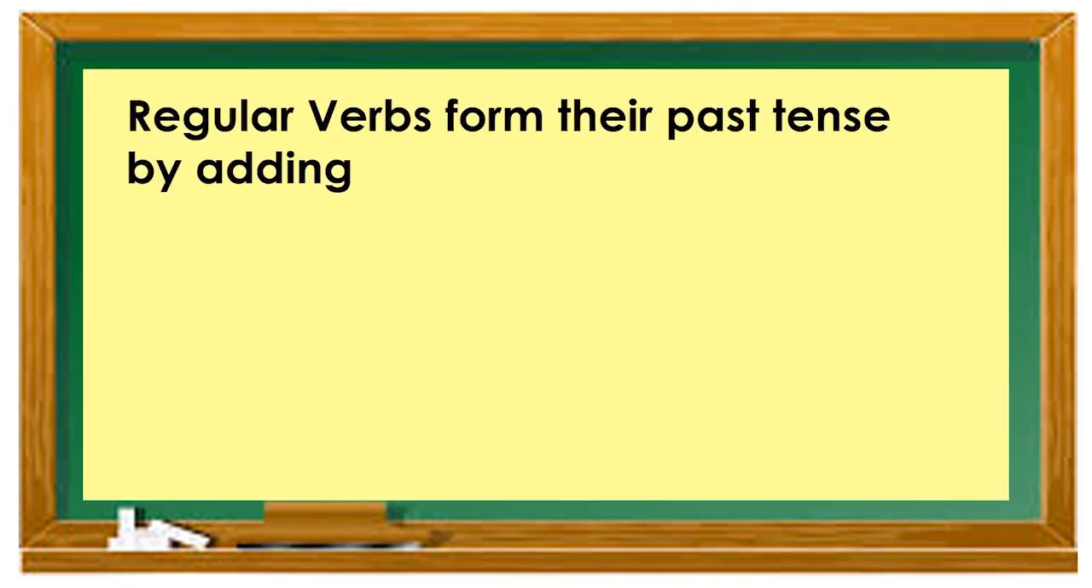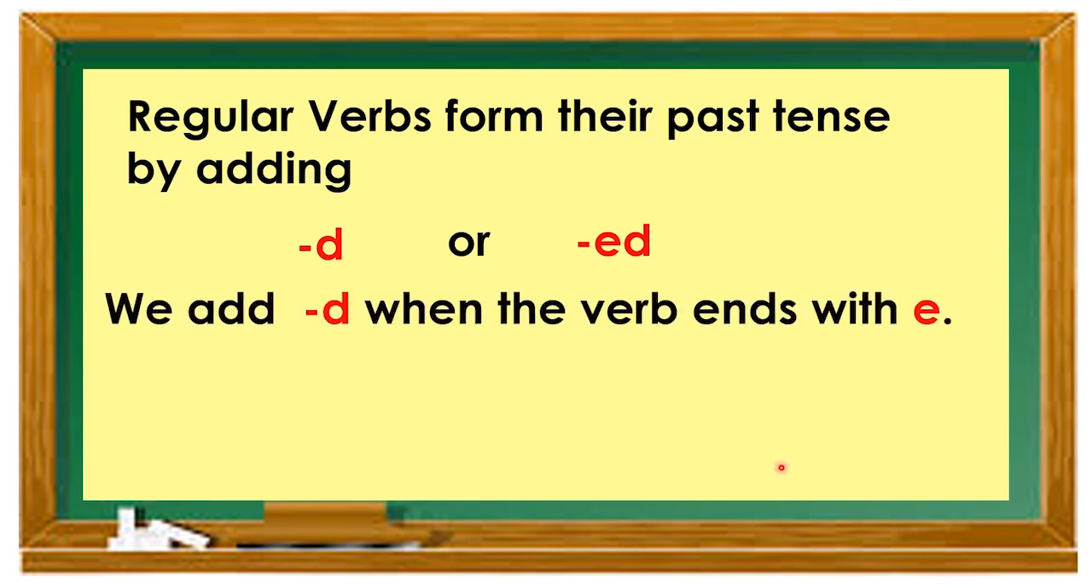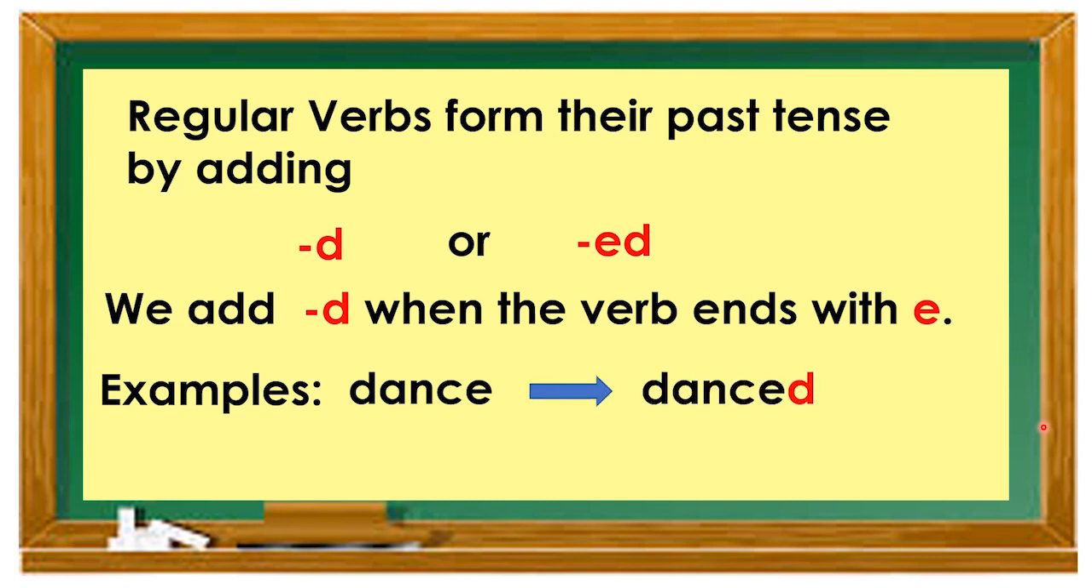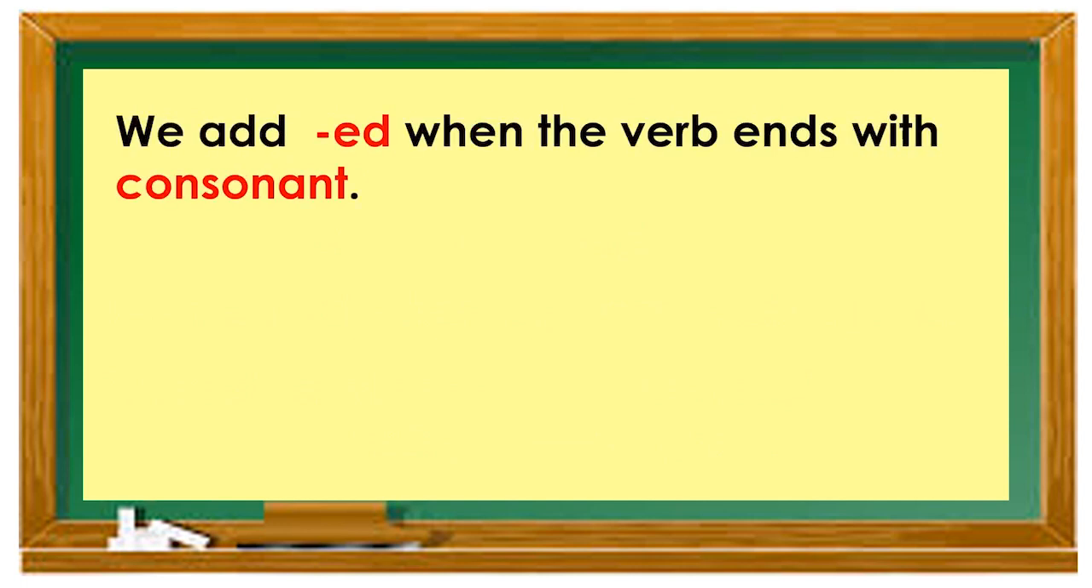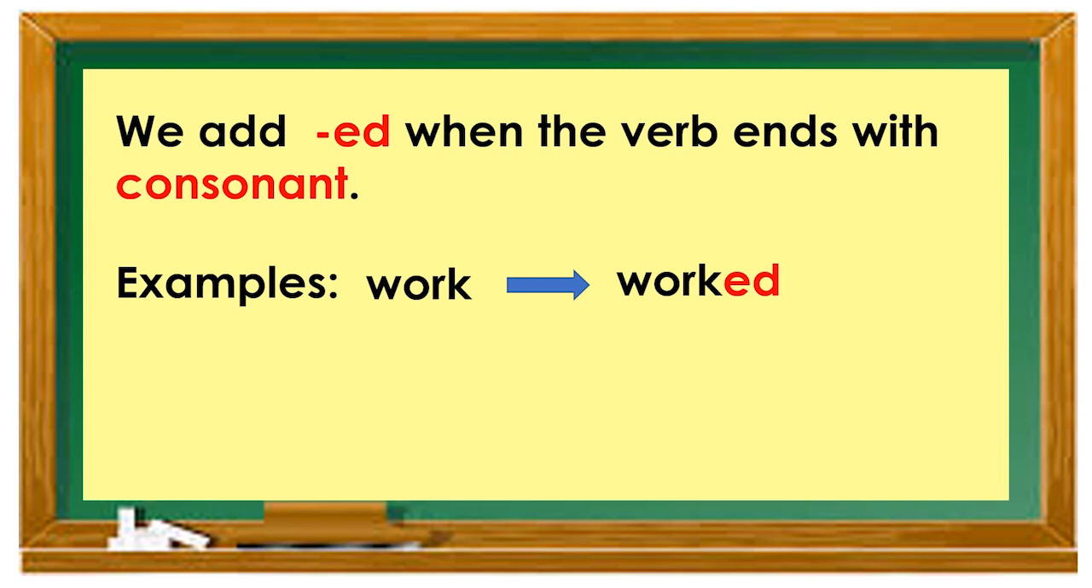Regular verbs form their past tense by adding d or ed. We add d when the verb ends with e. Examples: dance becomes danced. Smile becomes smiled. We add ed when the verb ends with a consonant. Examples: work becomes worked. Walk becomes walked.